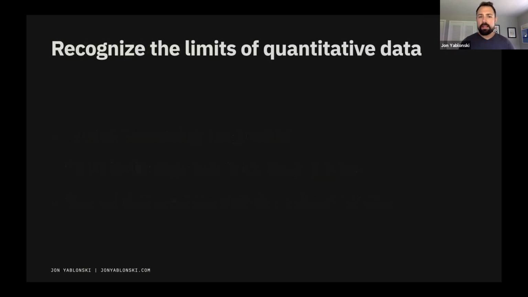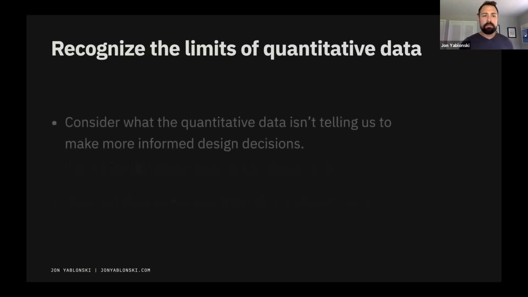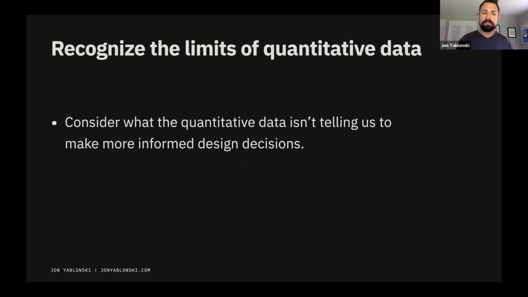The second thing we can do to avoid survivorship bias is really recognize the limitations of quantitative data. What does this mean? It means considering what it's not telling us to make more informed design decisions, much like the bombers and Wald identifying that a missing critical piece of the data set was the planes that didn't make it back at all. We can do very similar things in the design process where we're considering what parts of the data we just aren't considering whatsoever in our data set, and then start to identify how we can get a more complete data set.